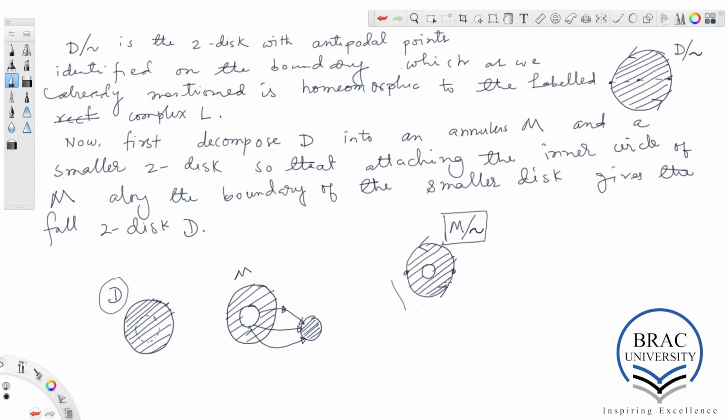Okay. So once we have this quotient space, which is the annulus modded out by the equivalence relation, and when we attach this guy to the boundary of this smaller 2 disk, okay, what we get is precisely this. The 2 disk modded out by the equivalence relation of the antipodal points being identified along the boundary of the 2 disk. Okay.